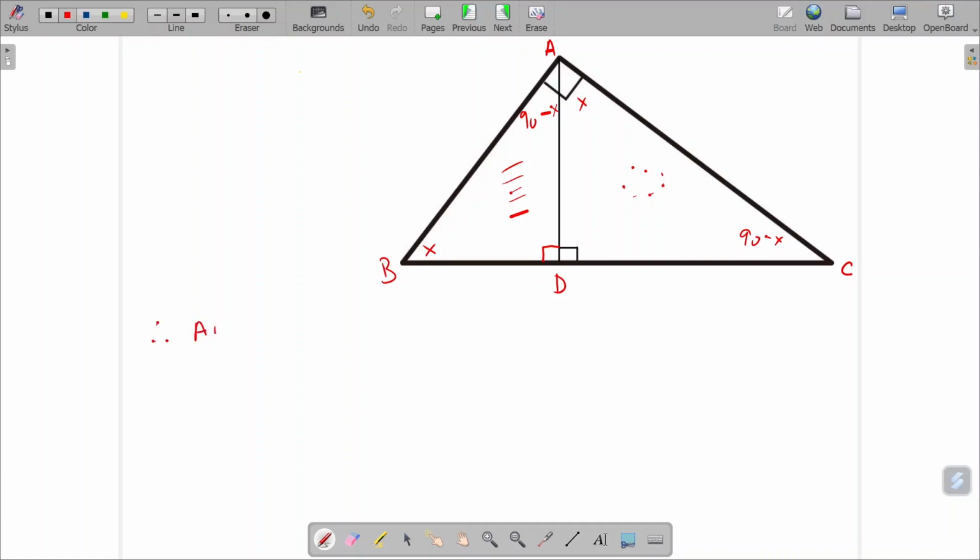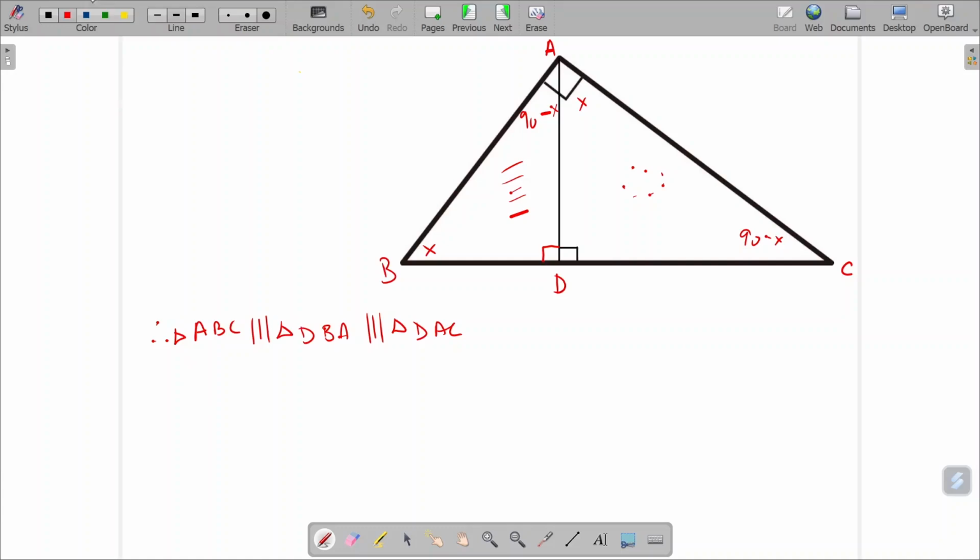And so therefore triangle ABC is similar to triangle DBA and is similar to triangle, if it's ABC, DABC, it will be DAC.